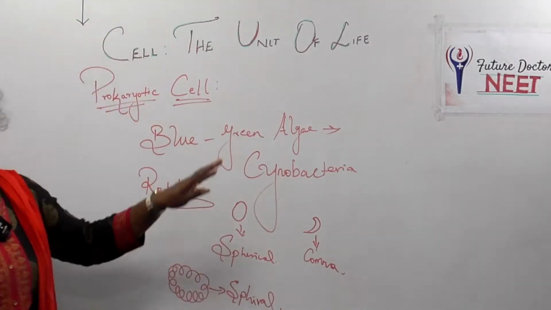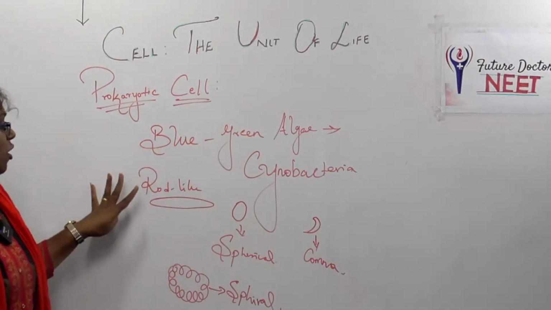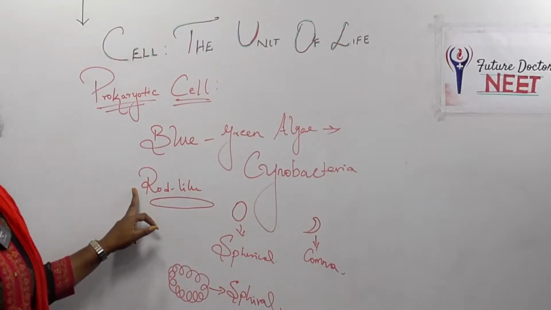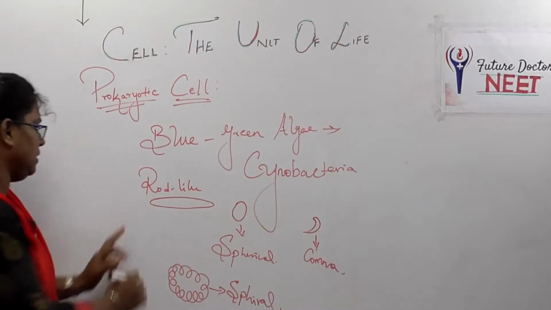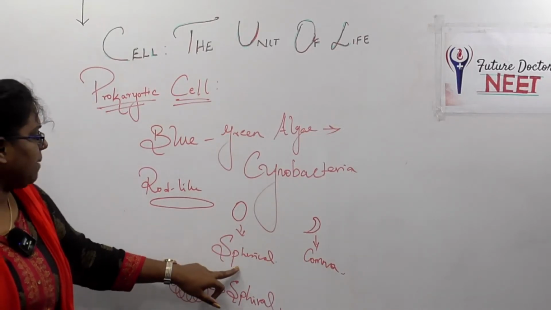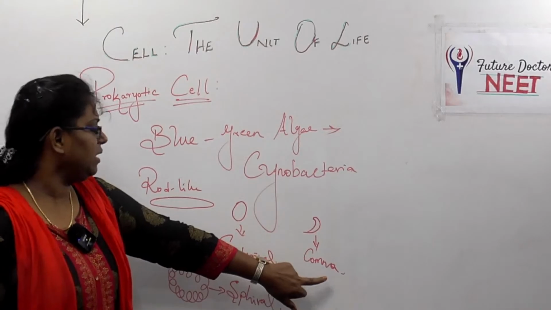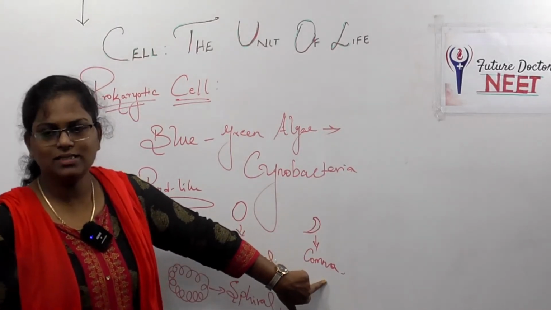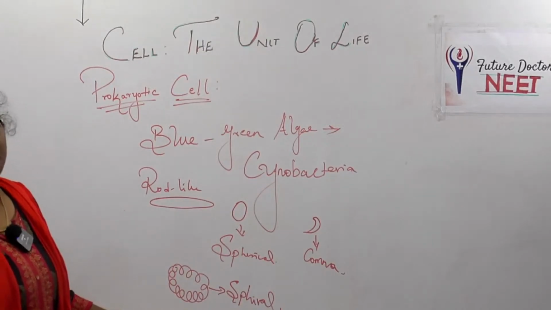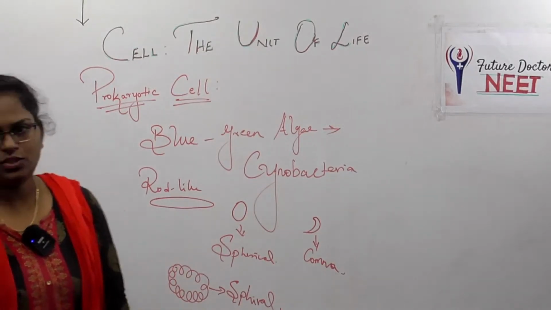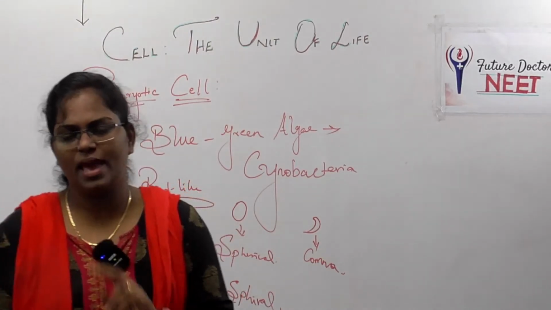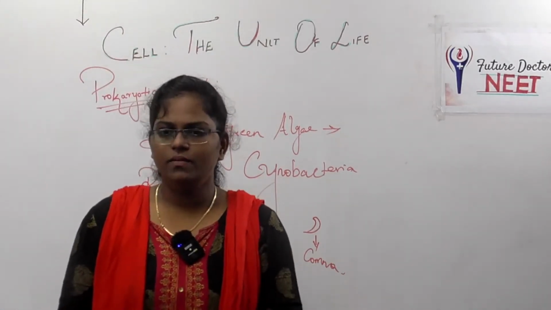So, in prokaryotic cells, there are 4 basic shapes. What are they? First one is bacillus, rod-like shape. Next one is coccus, that is spherical in shape. Third one is vibrio, that is comma shape. And last but not the least, the fourth one is spirillum, that is spiral in shape. So, these are all the 4 basic types of prokaryotic cells. And then we will move on.